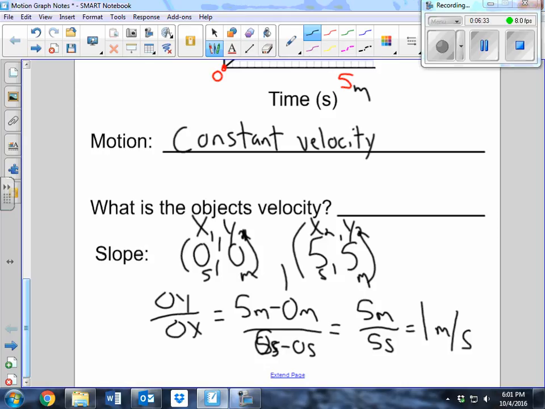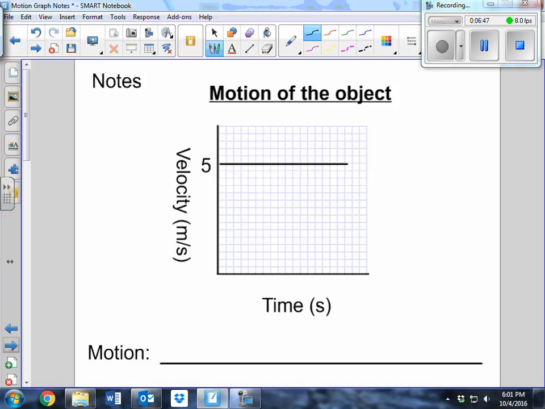So we know that that line or that object is moving at a constant velocity of 1 meter per second because we can figure out the slope. Please remember, slope of a displacement time graph is velocity. Okay, so head over to the second page. Flip over to the back of that sheet I gave you.